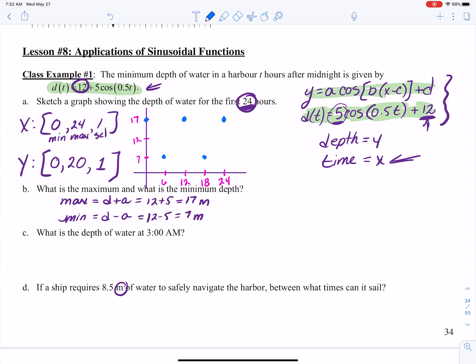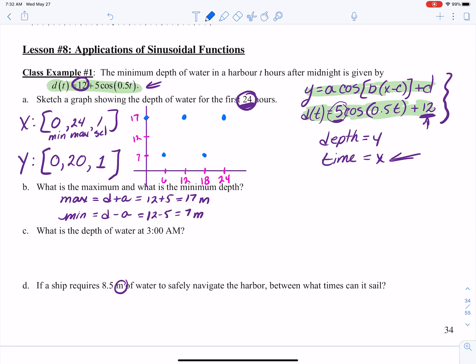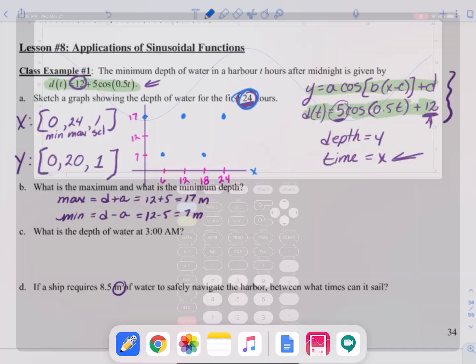All right, I hope you were able to graph that properly. If you take a look, I've just updated my graph a little bit with some scales. So I use 7, 12, and 17 on my y-axis, and on the x-axis I went up by 6s because we're looking at 24 hours.